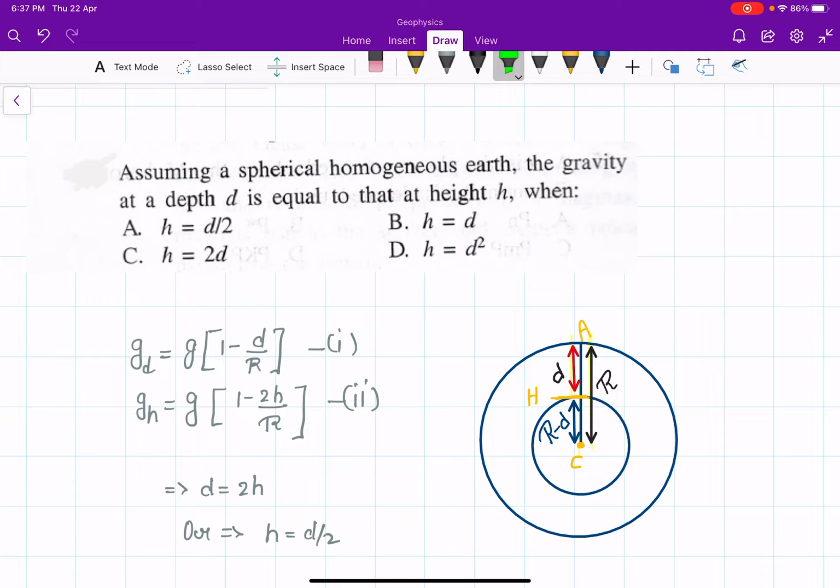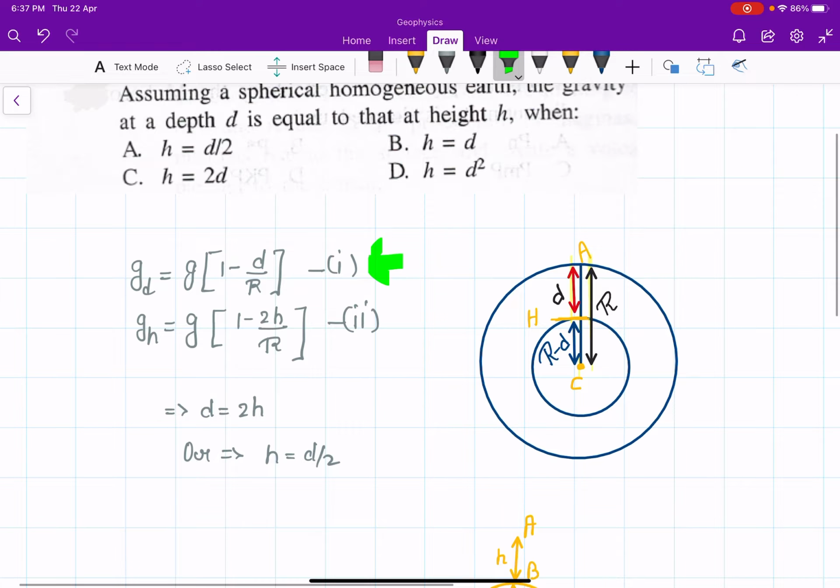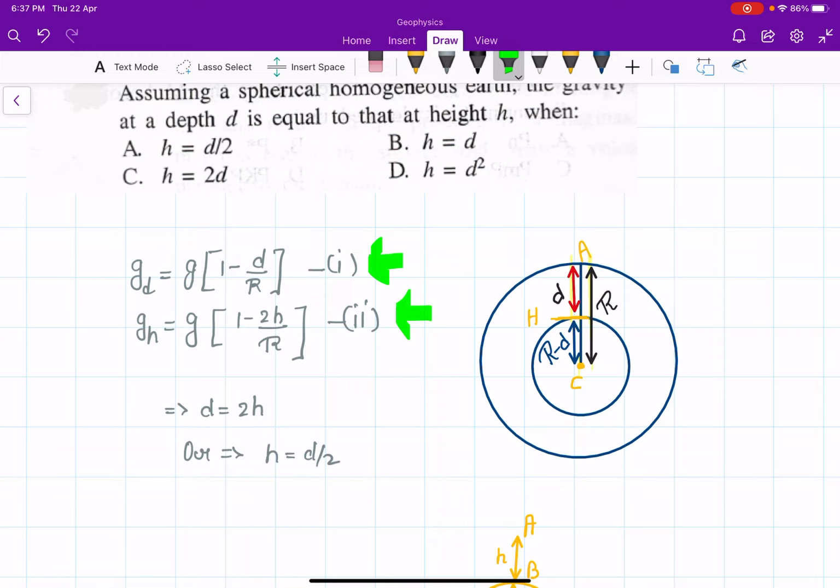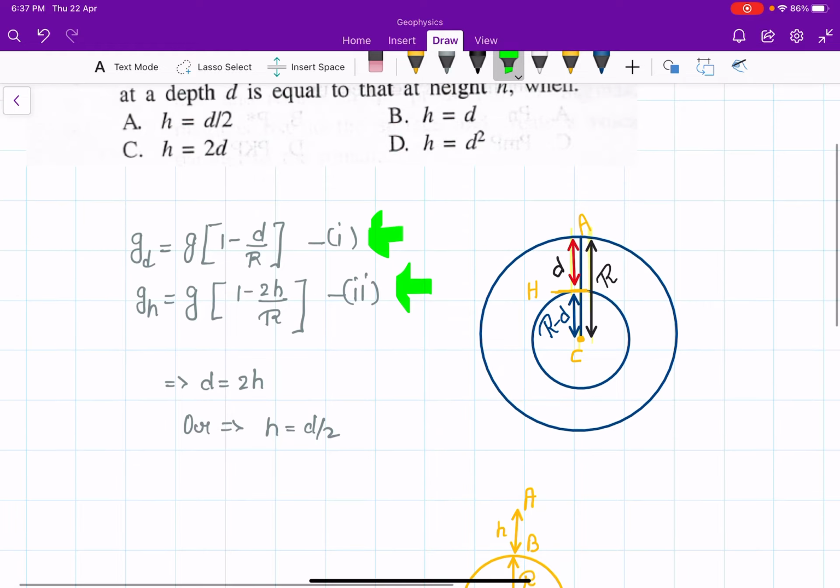I already told in my earlier video that the value of gravity at depth d is given by equation number 1, that is g_d equals g(1 minus d over R), and the value of gravity at height h is given by equation number 2, that is g_h equals g(1 minus 2h over R). So the videos are there, you can watch and you will get equation 1 and equation 2.